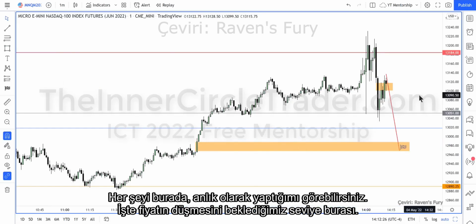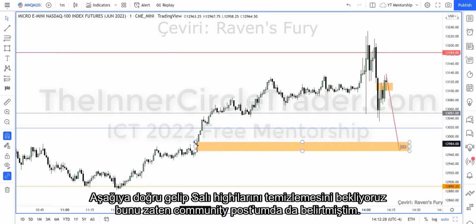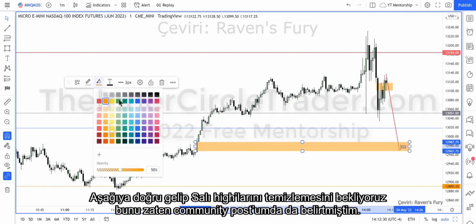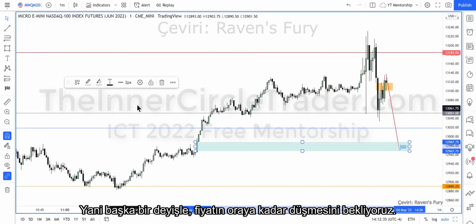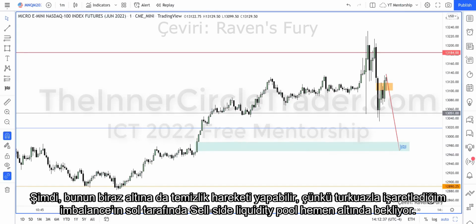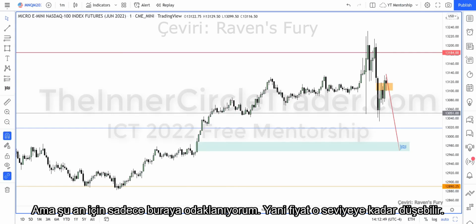There's where we're looking for it to drop down in and run out the Tuesday highs that I was mentioning on my community post. So in other words, we're looking for it to trade down in there. Now it could sweep a little bit below that, because to the left of that imbalance that I'm highlighting in turquoise, there's a sell-side liquidity pool resting just below it. But for now, I'm just focusing there. So it could drop down into that level.